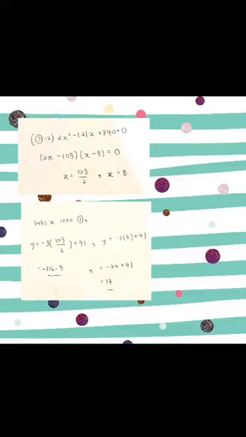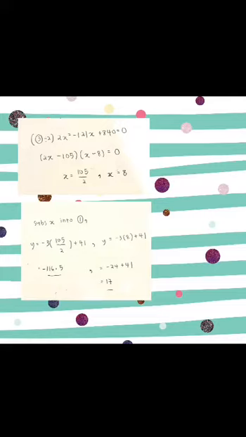And then you can get 2x² minus 105x minus 8 equals 0. Now, x equals 105 over 2 or x equals 8. And that's for x. Now, we are going to find side y.